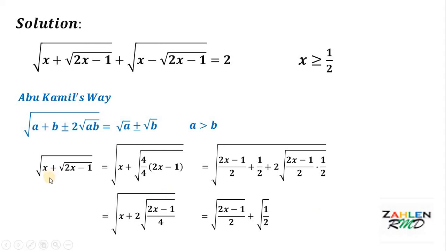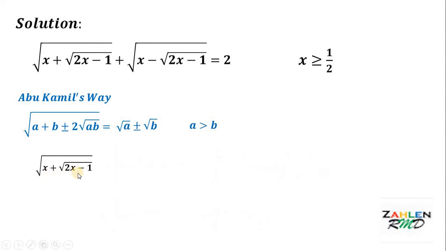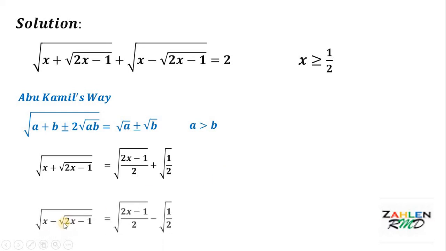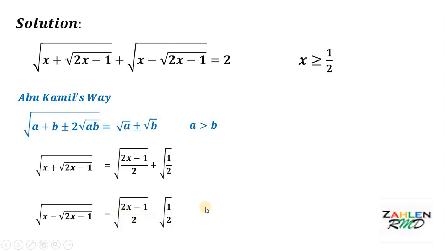It follows that the square root of x plus square root of 2x minus 1 is equivalent to the square root of 2x minus 1 over 2 plus square root of 1/2. Similarly, square root of x minus square root of 2x minus 1 is equivalent to the square root of 2x minus 1 over 2 minus square root of 1/2.